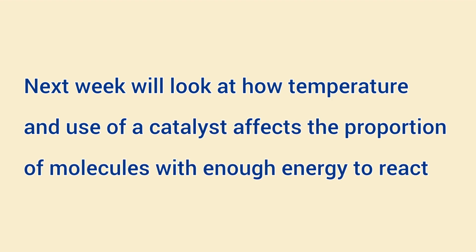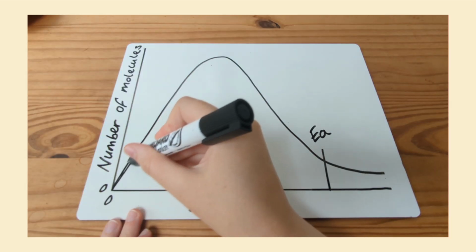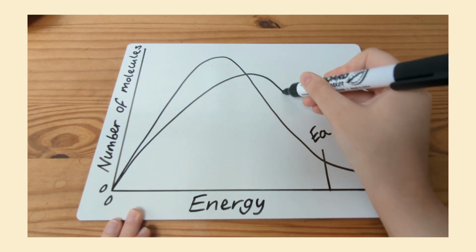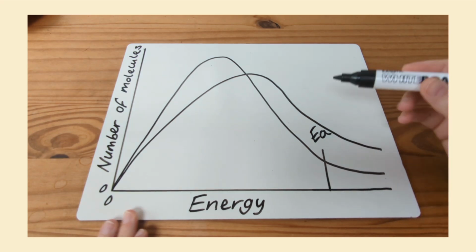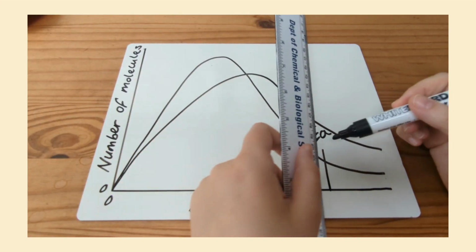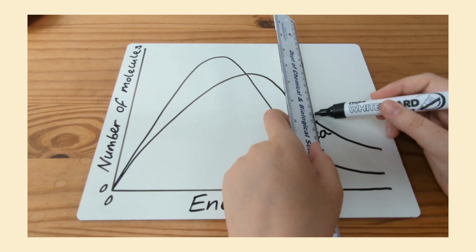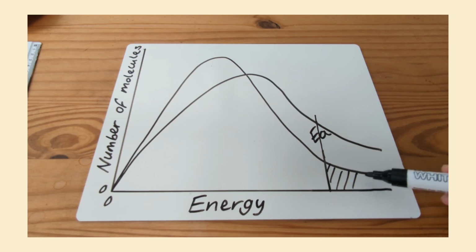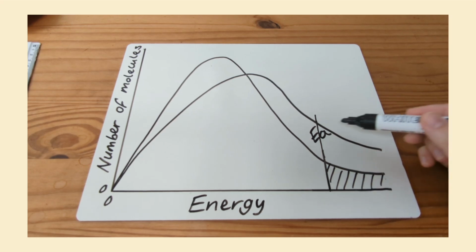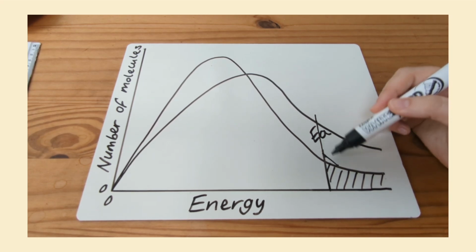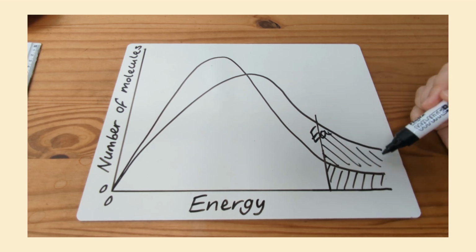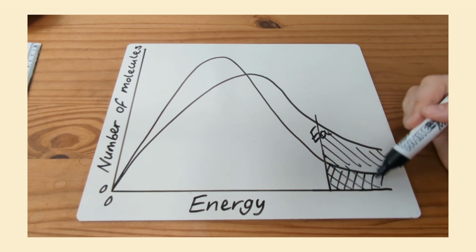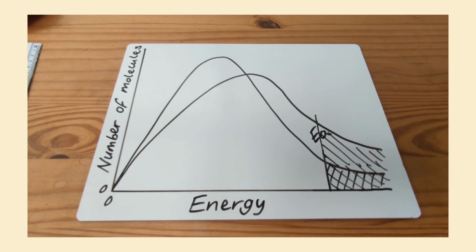Next, we will look at how temperature and use of a catalyst affects the proportion of molecules with enough energy to react. Increasing the temperature shifts the curve to the right. This means that the average energy a molecule has increases. The curve also widens. This means a broader spread of energies result. And the curve also flattens, since the total area under the curve must remain the same, as the number of molecules has not changed. We can see the extra molecules that now have enough energy to react, as indicated by the shaded area here.